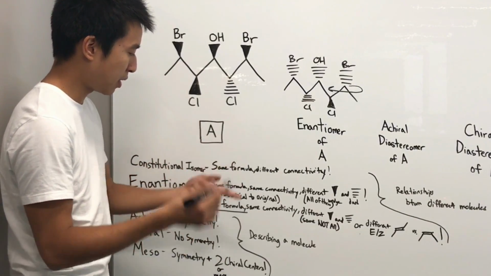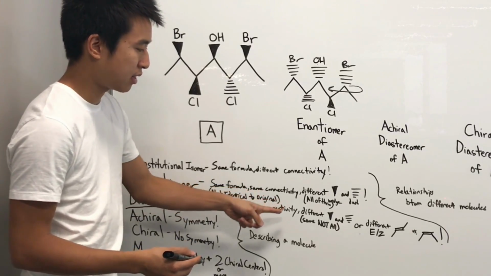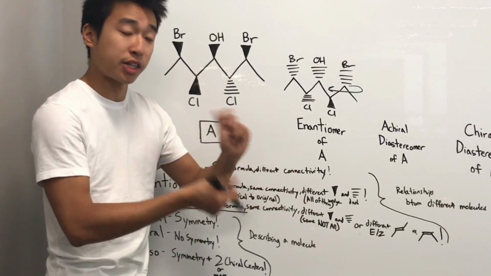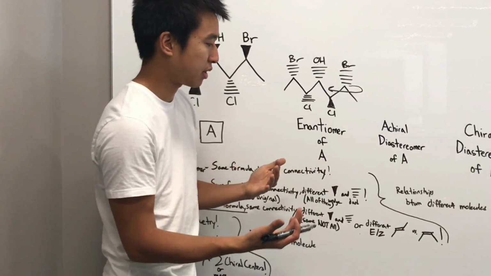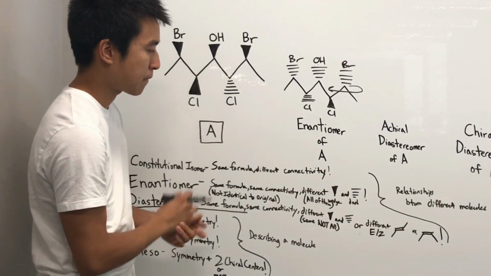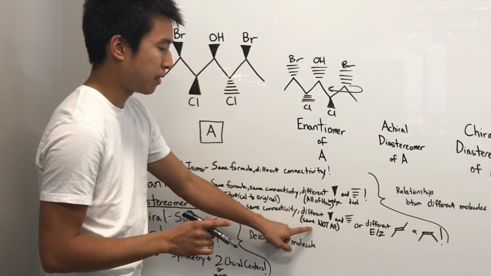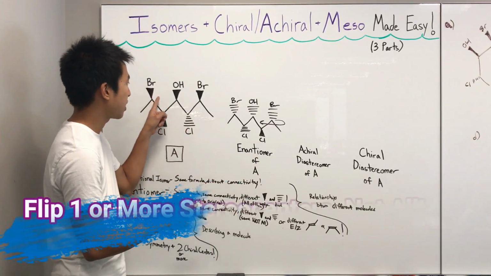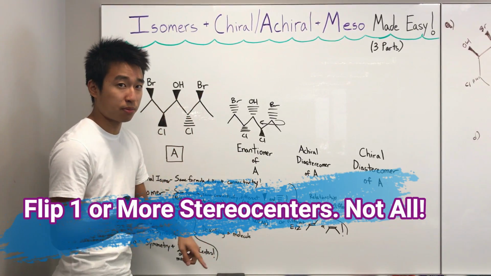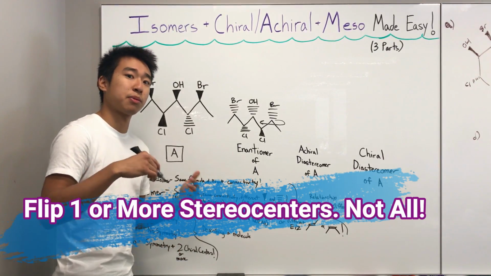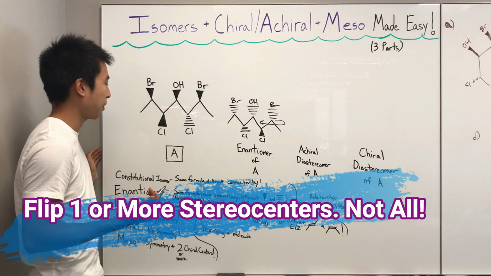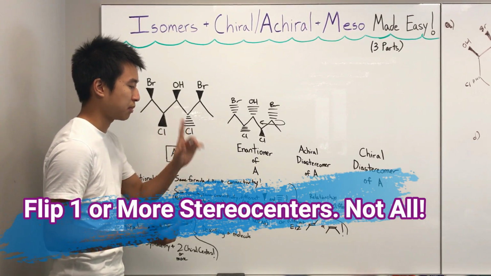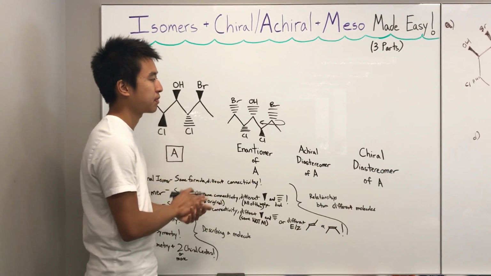It is a new molecule that has the same formula, same connectivity, but different wedging and dashing, or different E or Z if there's a double bond in your molecule. So, also very important, you can flip some of the wedges and dashes, but you just can't flip all of them. And why is that? Well, if you flip all of them, then you just created your enantiomer once again. Okay? So just remember, flip one or more, but not all.